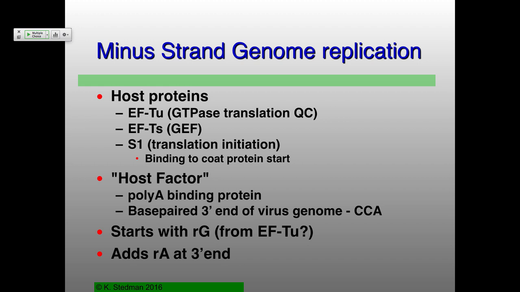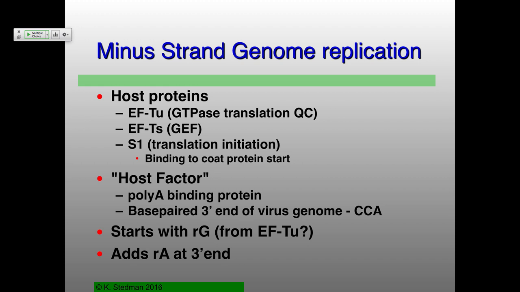EFTS, which we did not talk about last term, is a guanosine nucleotide exchange factor, which EFTU requires for binding of GTP, GTP hydrolysis, to release the tRNA. You've got to recycle that GTP all the time. So again, basically stealing all of these translation proteins to associate with the replicase so that you're not getting translation, so you don't have ribosomes hanging out on the RNA that you're trying to replicate.